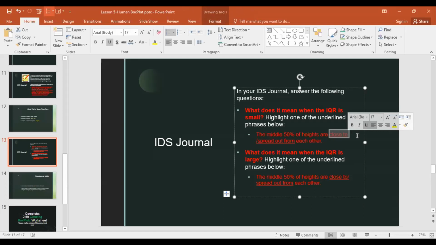Just like our IQR for our data was 5. That means most of our middle 50% of heights are very close to each other. They're within 5 inches of each other. And when the IQR is large, then obviously it means that they are spread out from each other. So it means that we have more variability among the middle 50% of our data. So when it's small, our middle 50% is close to each other. When the IQR is large, our middle 50% of heights are spread out from each other.